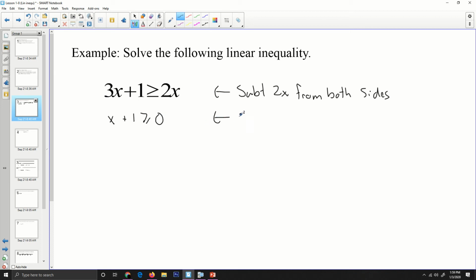And then I think we're going to subtract 1 from both sides. And that'll give me x is greater than or equal to negative 1. And so what this says is that any value for x that is greater than or equal to negative 1 will make this true.